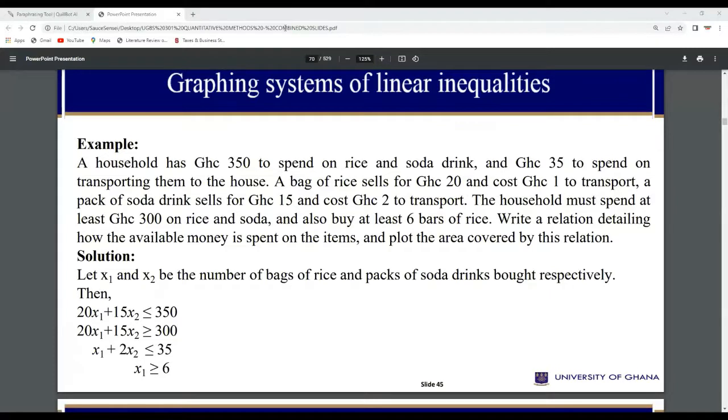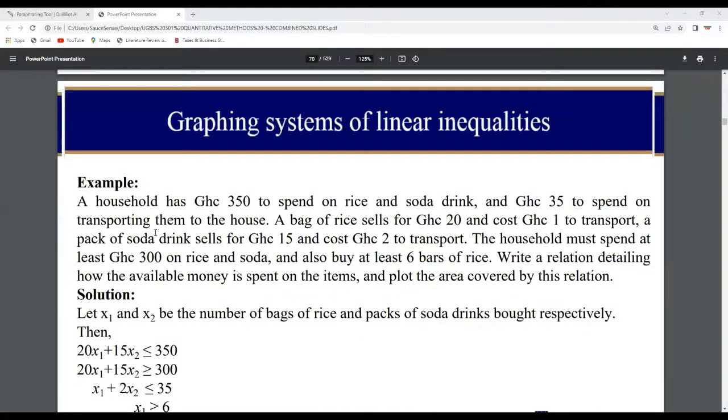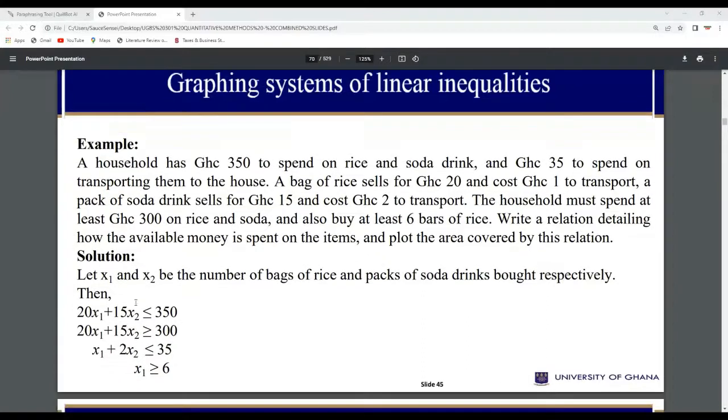So they are having another question here. That one I'll leave you to solve, but they formulated everything for you. So you just follow it. This one is having the same two decision variables, that is, part of rice and part of soda drinks. You get it? You're having the same thing there.